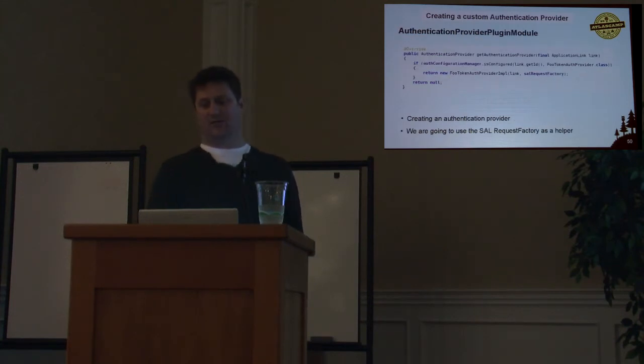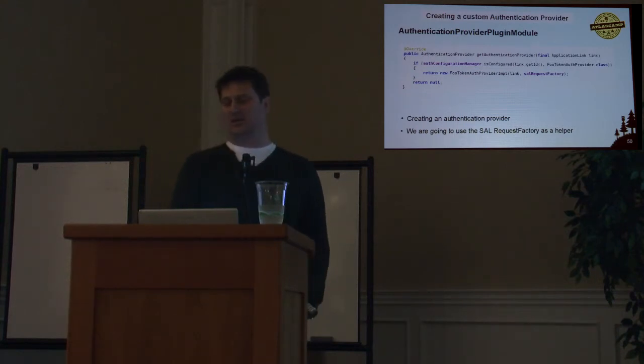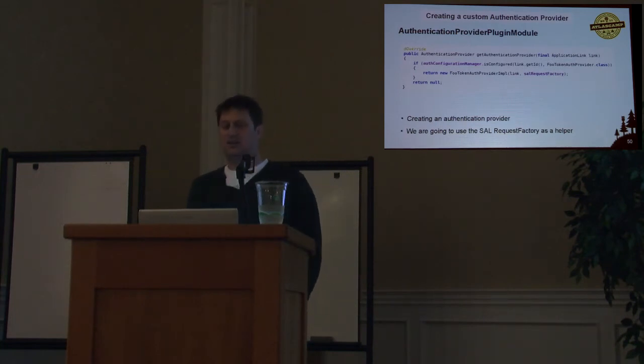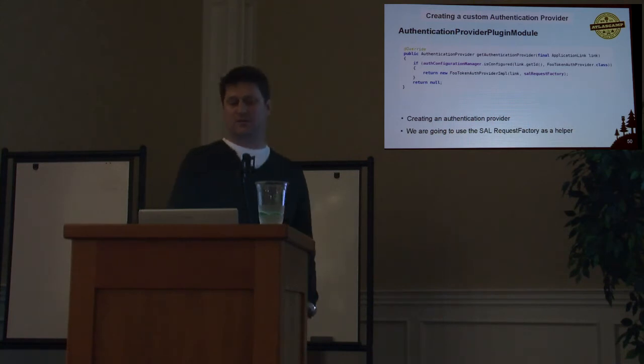So now that we have a way of getting the configuration UI, we also need to get the authentication provider itself. So you implement this get authentication provider method. It takes a link. I've got a quick test there to see, am I actually configured to use this authentication type first? And then if I am, I return my authentication provider. And what you may notice here is I've also injected into that authentication provider a SAL request factory. We'll see why in a sec.